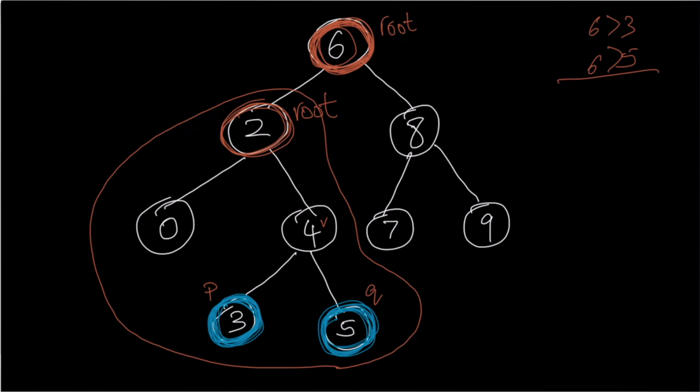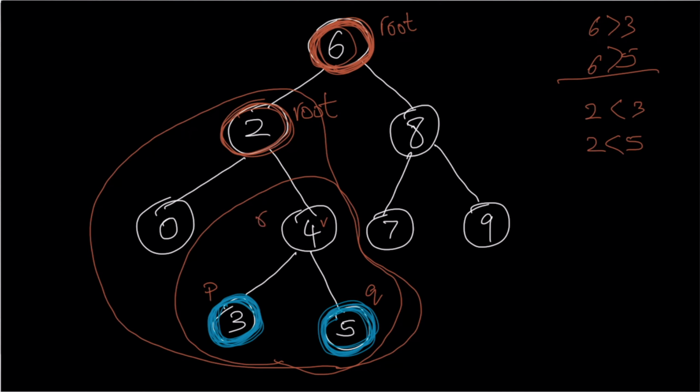So now with the new root, we notice that 2 is smaller than 3 and 2 is smaller than 5 as well. So now because the current root is smaller than both P and Q, this basically indicates that the lowest common ancestor is on the right subtree, which is this part. So let's move to the right subtree, that is, update our root to be the right child of the current root, which is right here.